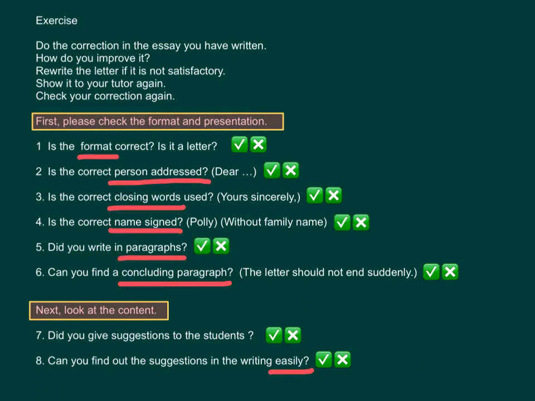Do you write in paragraphs? Yes or no? Can you find the concluding paragraph? The letter should not end suddenly. Yes or no? Now, next, look at the content. Did you give suggestions to the student? Yes or no? And can you find out the suggestions in the writing easily? Yes or no?